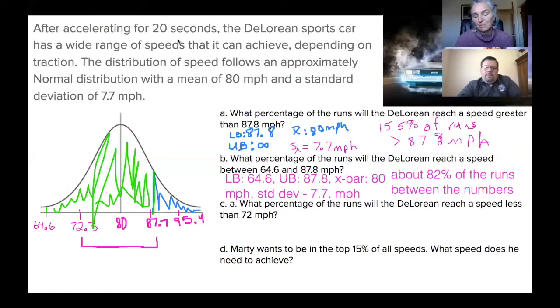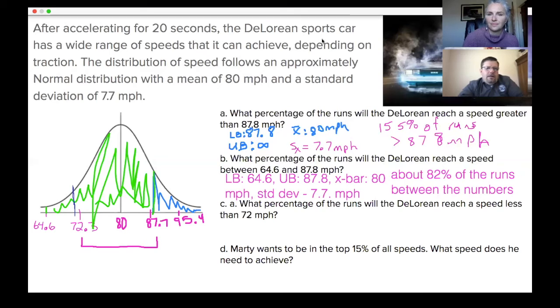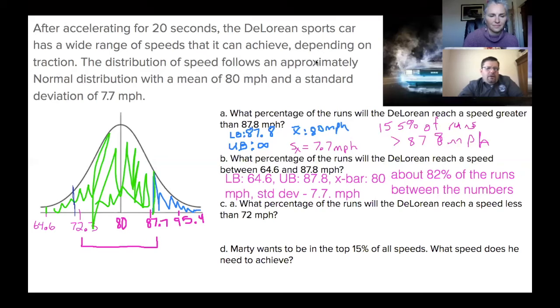All right. Now, what happens with C? It says, what percent of the runs will the DeLorean reach a speed less than 72 miles per hour? Less than 72 miles per hour. So we would go here, and we want this part down here. If I'm using my calculator, my lower bound is going to be negative 99999, and the upper bound is going to be 72.